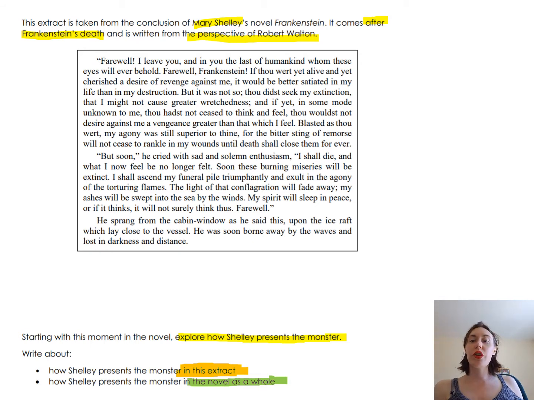Because for AO2, if I can talk about Mary Shelley's intentions, I'm getting marks, so it's important to use that name. It comes after Frankenstein's death and is written from the perspective of Robert Walton. I don't think in the exam they're actually going to give you the perspective, but I've included it here. This is the denouement, the total conclusion of the book. So we've got the entirety of the rest of the book to play with, and chronologically this helps us with our essay too, because we can basically plot how we get to this point.